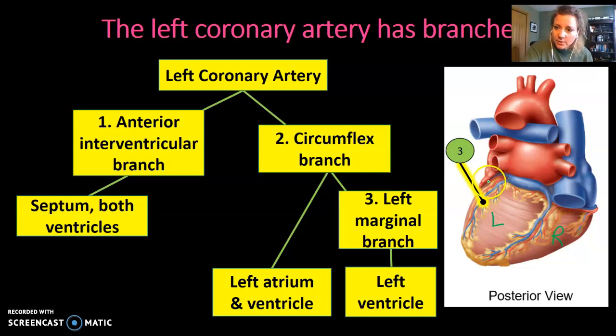Now, the circumflex artery that I was mentioning, so here, this is the auricle of the left atrium, and here is the circumflex artery traveling underneath it, and then here is that first branch of the circumflex artery. That is number 3, and that is called the left marginal branch, which is going to serve cells of the left ventricle. So those are the different branches of arteries off of the left coronary artery that you need to know.